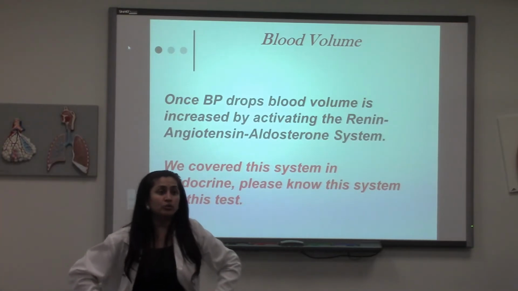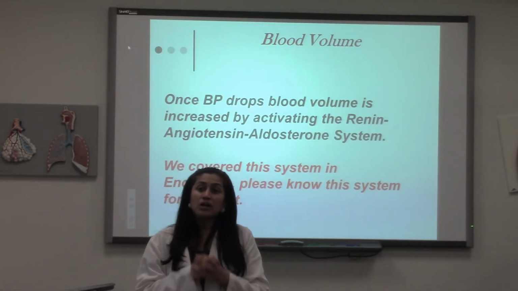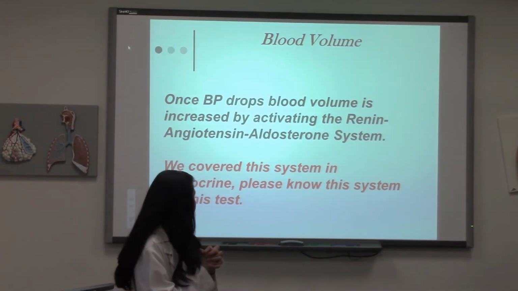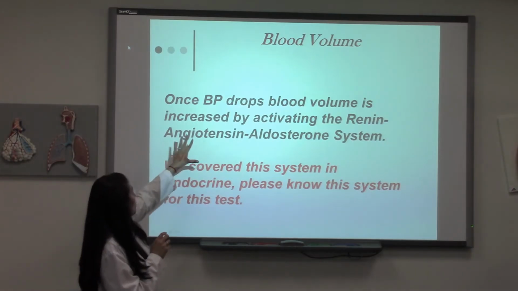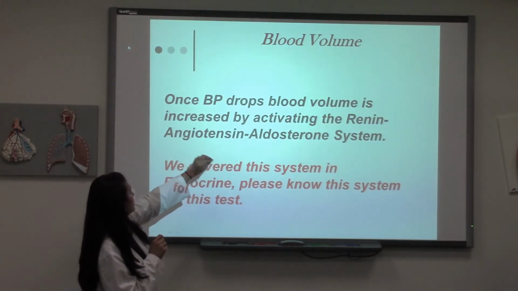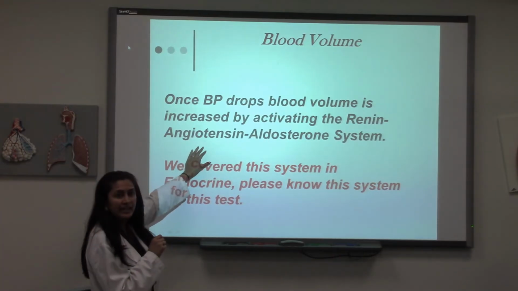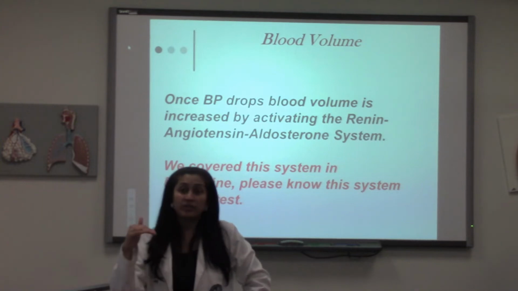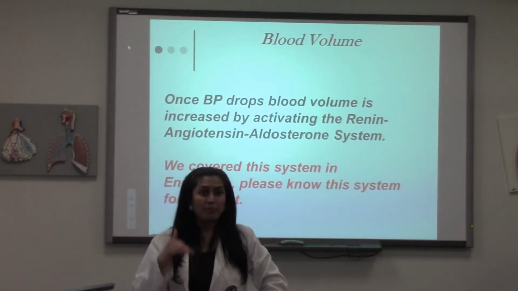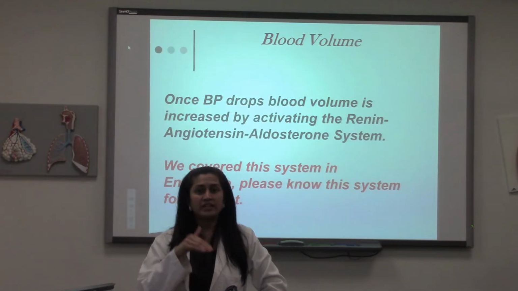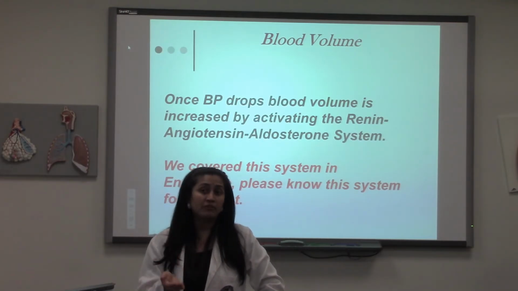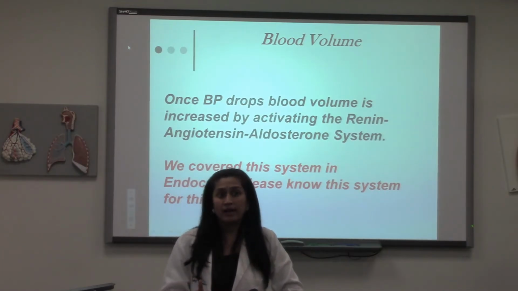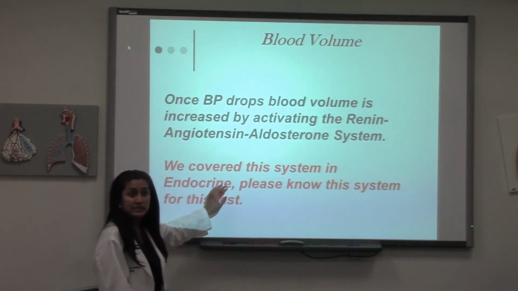Now, how do you increase your blood volume? The blood volume is increased via the renin, angiotensin, aldosterone system. Once your blood pressure drops, when blood is going through the kidneys, your kidneys will detect a drop in blood pressure, release renin, and activate the renin, angiotensin, and aldosterone system. We covered that in the chronology. You have to know it for next week's test as well. I'm not going over it right now because we already covered it. Questions?